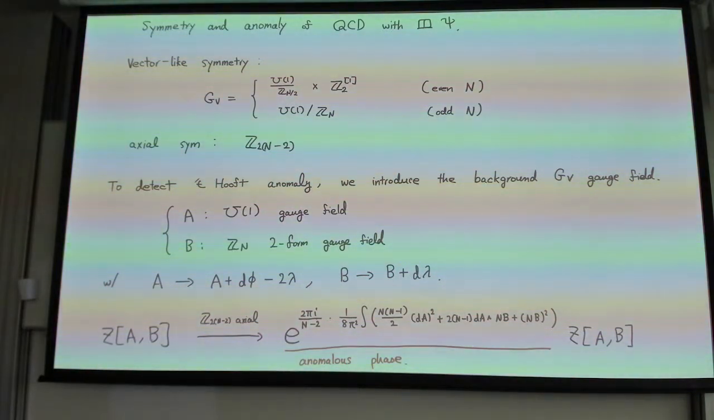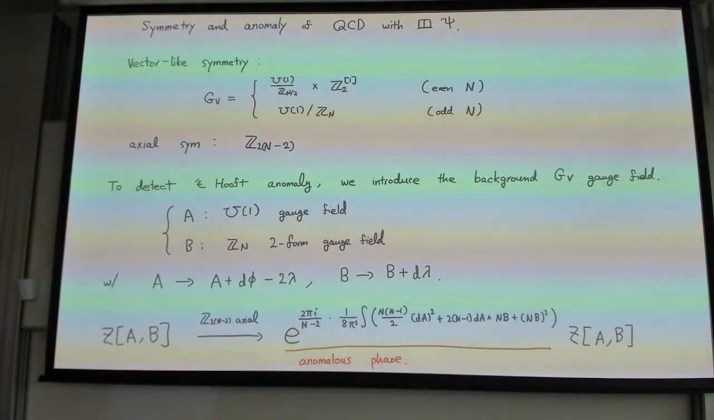For this purpose, anomaly plays an important role. Let me first identify what the symmetry is and what the anomaly is. QCD with two-index quarks has a vector-like symmetry like this. There is a U(1) baryon-like symmetry, and when n is even, there is a Z_2 one-form symmetry. This is a subtle difference, whether n is even or odd, but it doesn't play much of a role.